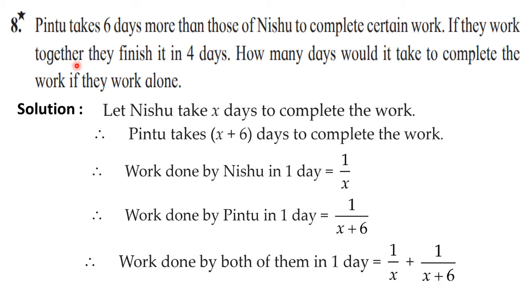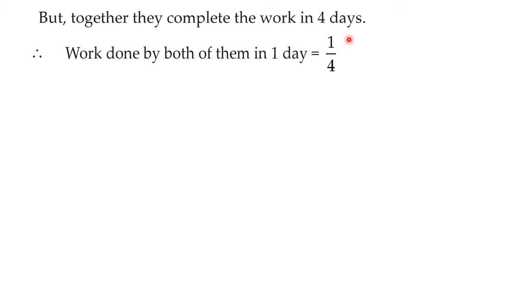Now let's go further. Together they do this work in 4 days. That means in one day they are going to complete 1/4 part of the work. So this quantity is equal to 1 upon 4, and this way we are going to get our equation. Together they complete the work in 4 days, and therefore the work done by both of them in one day is 1 upon 4. So previously also we got the same thing, the work done by them in one day, that is 1 upon 4.